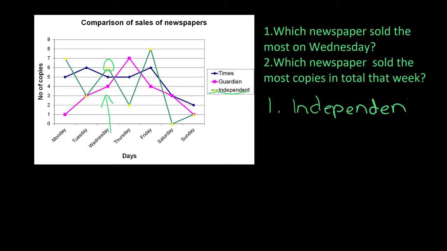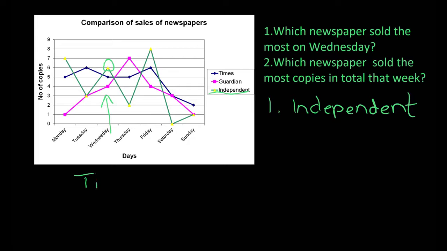Again, quite a simple question to answer from this graph. Question 2, which newspaper sold the most copies in total that week? So this is going to involve more work. It's not necessarily harder, just going to involve more work, because we're going to have to work out how many copies were sold in total for each of the different papers.